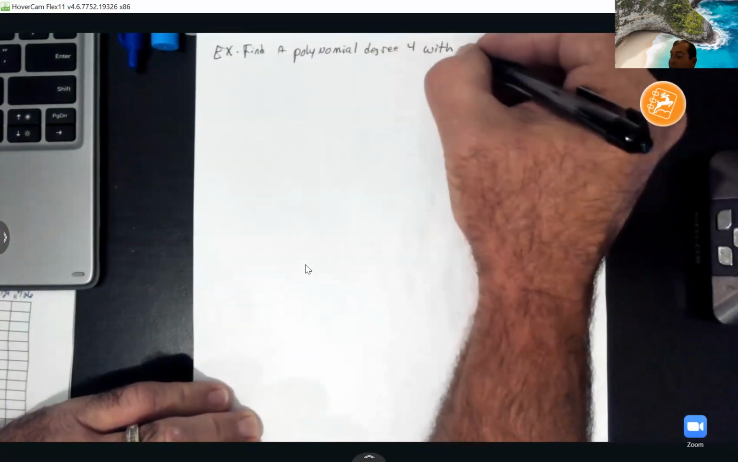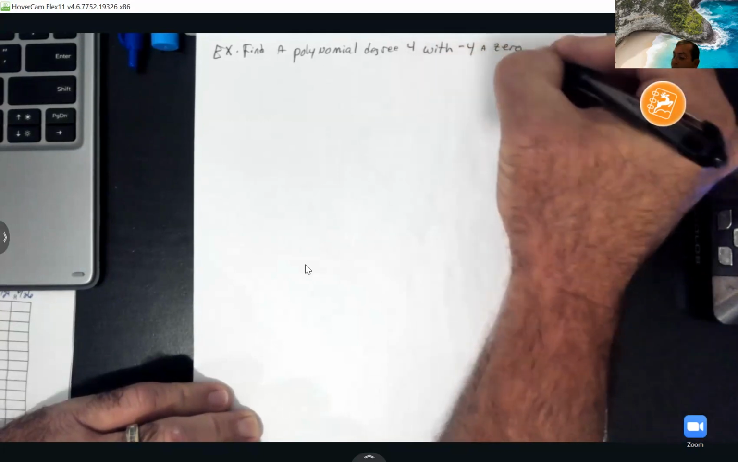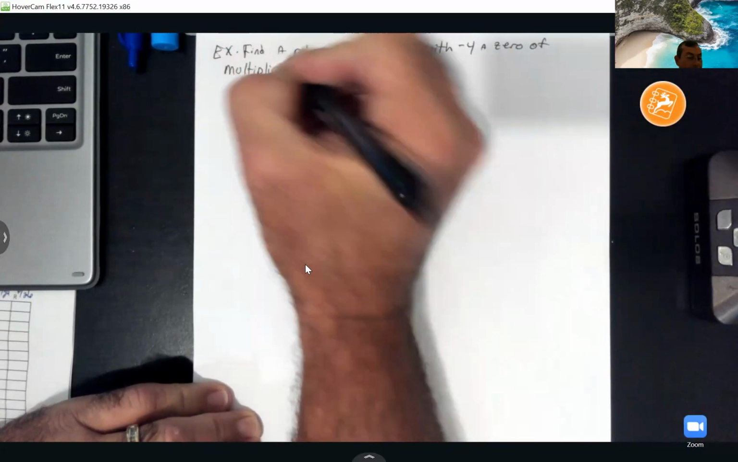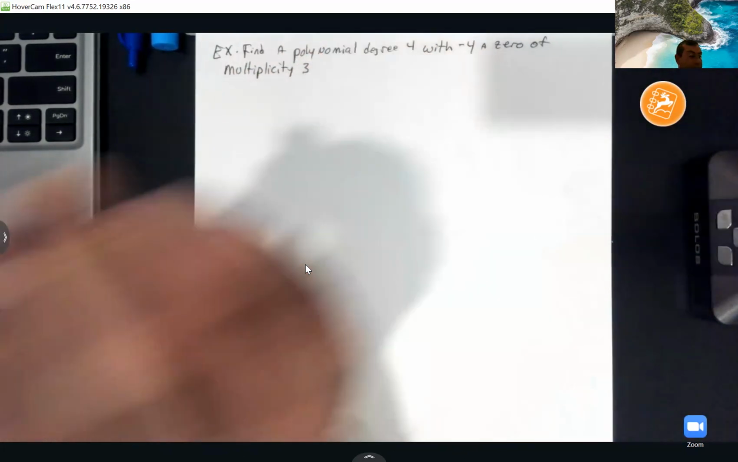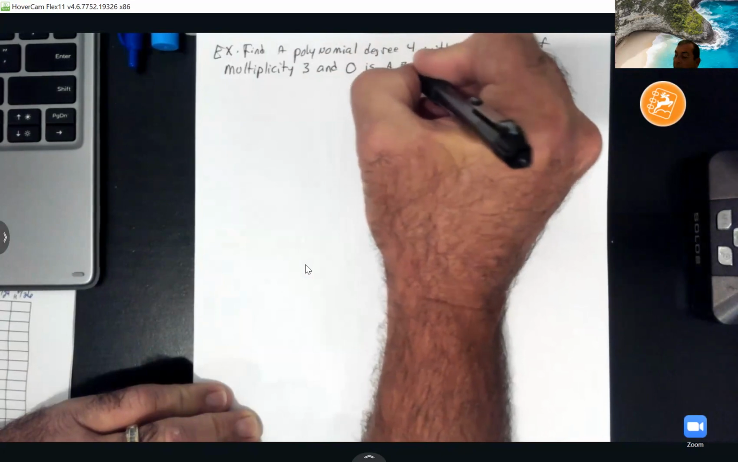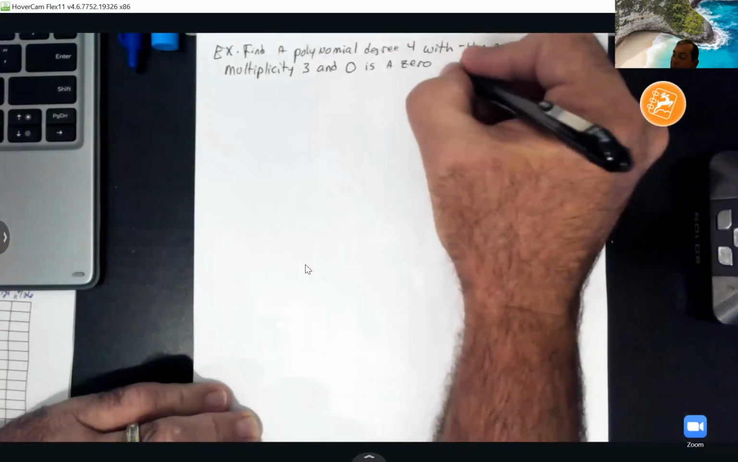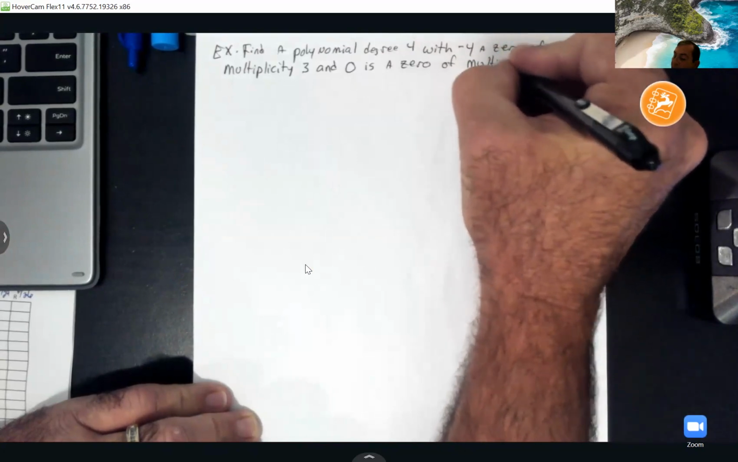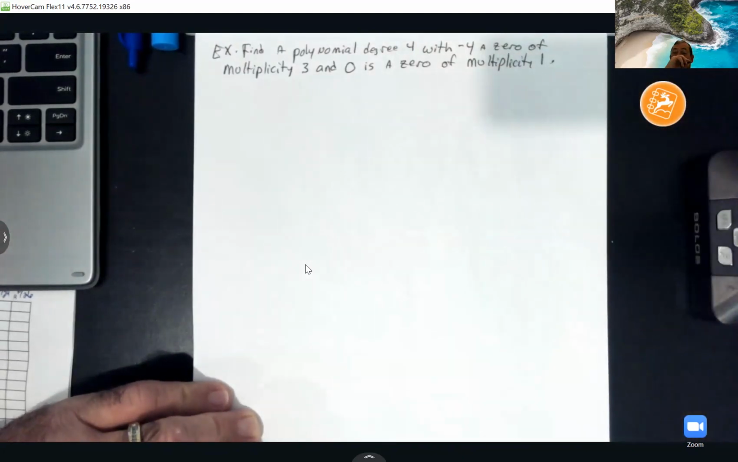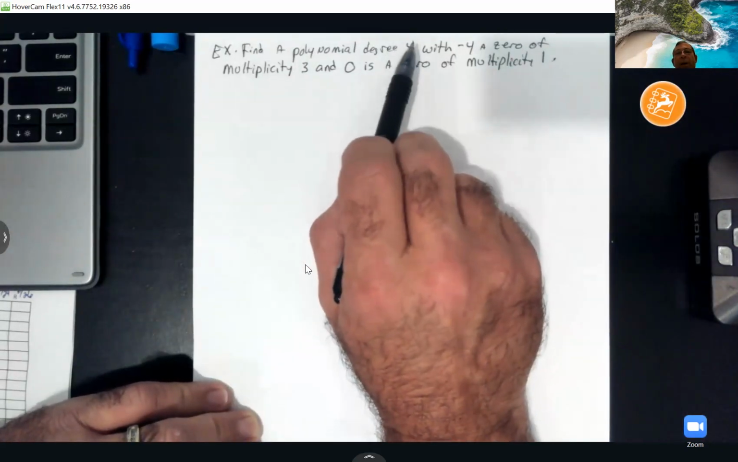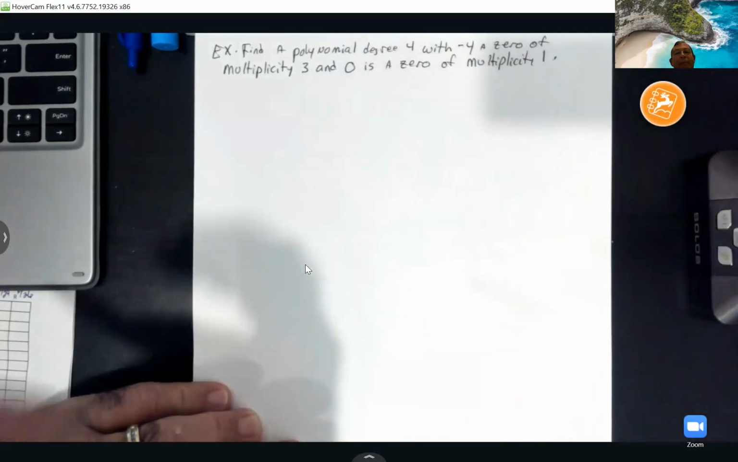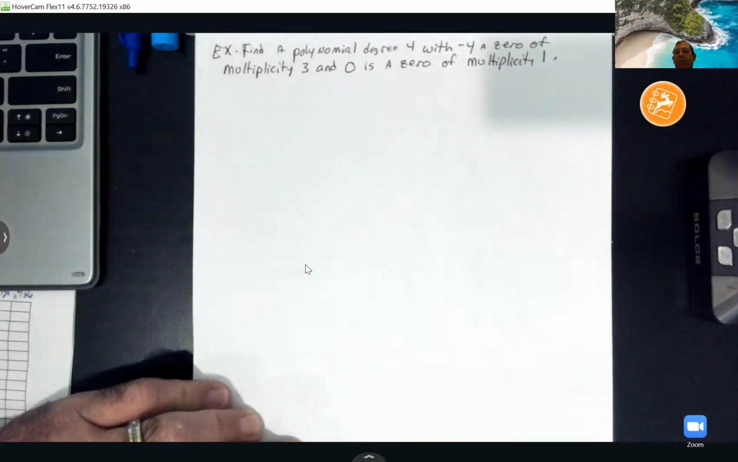With -4 as a 0 of multiplicity 3. And 0 is a 0 of multiplicity 1. All right, so I got to end up with a degree 4 when I'm done. So x to the 4th has to be my highest exponent. So if I'm going to end up with a degree 4, that means I need 4 zeros.